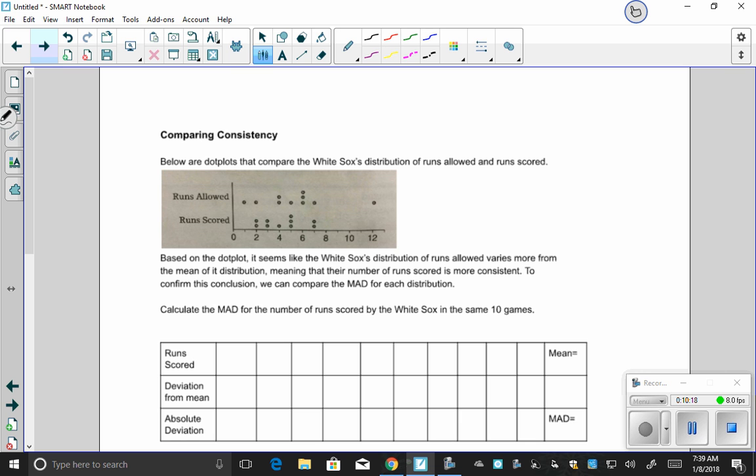So let's talk about comparing the consistencies. Below are the dot plots that compare the White Sox distribution of the runs allowed and the runs scored for the same year we talked about a while ago. Based on the dot plot, it seems like the White Sox distribution of runs allowed varies more from the mean of its distribution, meaning that their number of runs scored is more consistent than their runs allowed. To confirm this conclusion, we can compare the MADs for each distribution. So calculate the MAD for the number of runs scored by the White Sox in the same 10 games.